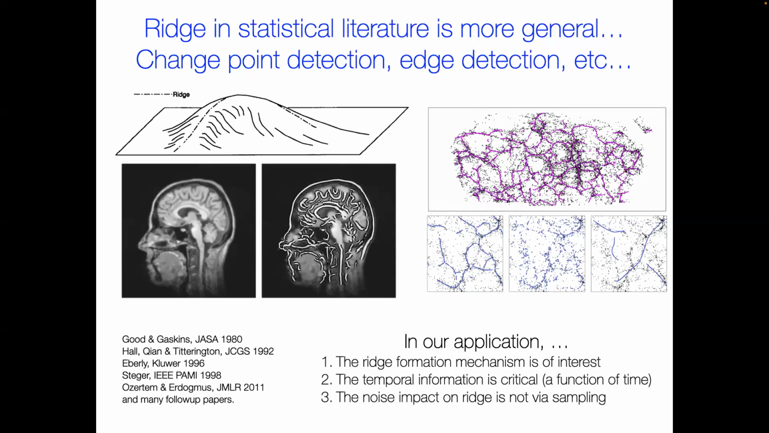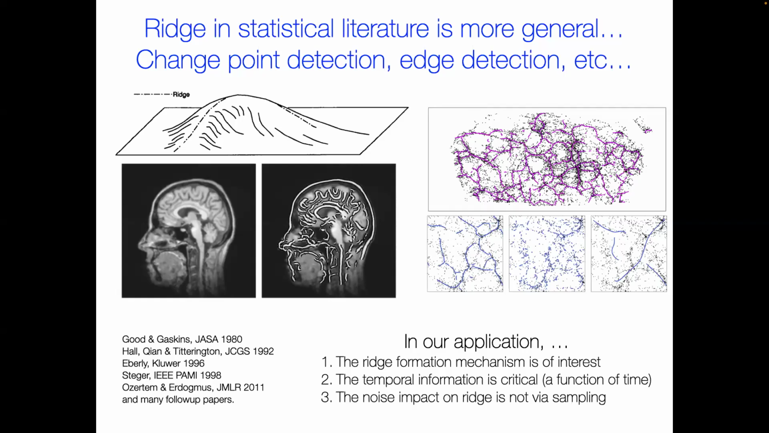First, in our application, the ridge formation mechanism is very important. We want to understand how the time frequency representation is generated. But in the statistical literature, usually the data is given. It is already formed, and you want to understand how to define the ridge and estimate it. So this is the first difference.